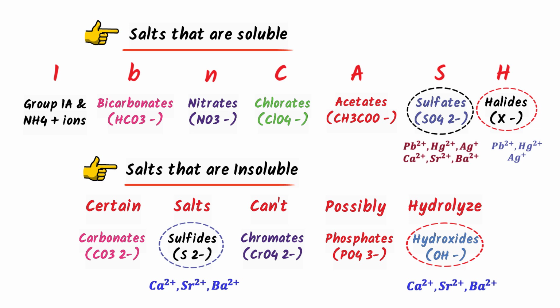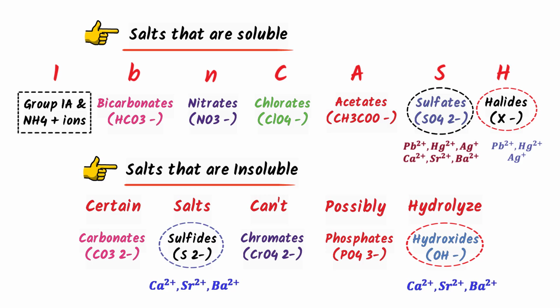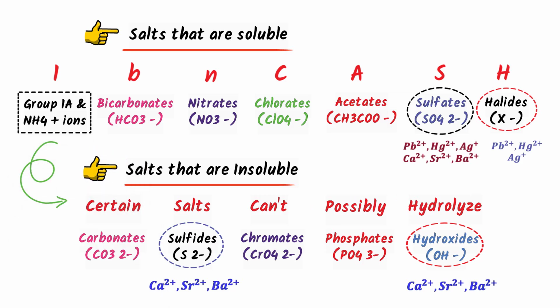Point to note is that all those salts which contain group 1A and ammonium ions, irrespective of the anion, are all soluble in water. And the second point is, a salt which is soluble does not mean it's completely soluble, and a salt which is insoluble does not mean completely insoluble. So there is actually variation in the solubility of these salts in water.